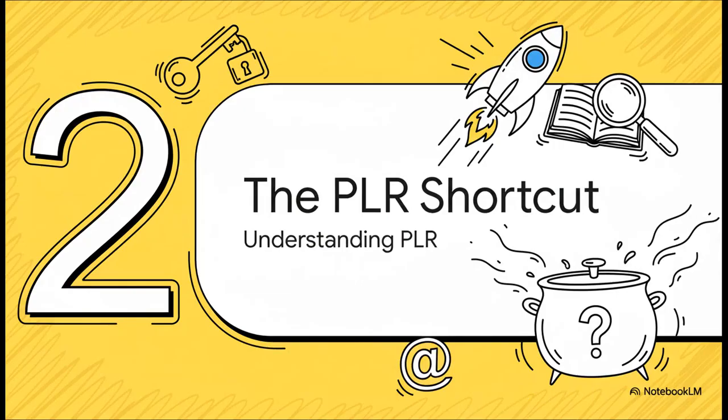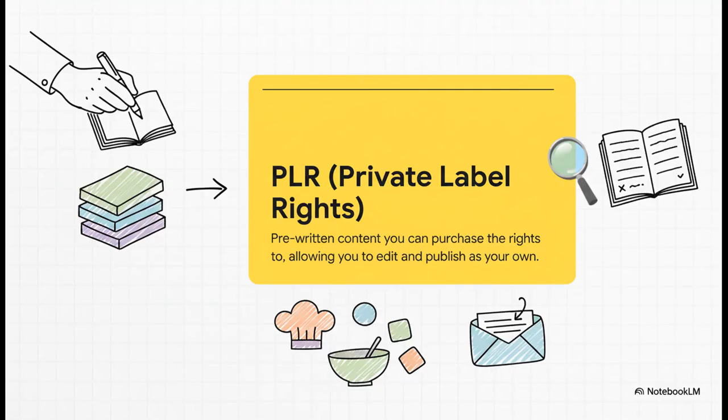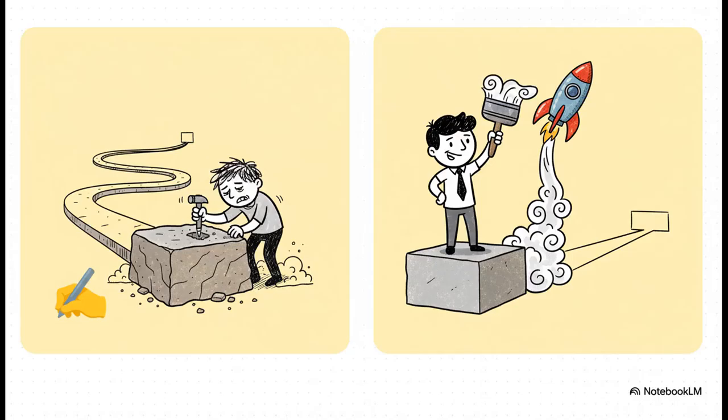So, if the goal is to create all this amazing premium content, where does it come from? Well, this brings us to the secret ingredient for making this model work fast and efficiently, something called PLR. PLR stands for Private Label Rights, and it's basically like content for hire. You buy a license to articles or reports that are already written, and that license gives you the legal right to change them, put your own name on them, and publish them as if you wrote them yourself. Think of it like this: you're buying the raw ingredients from the store instead of having to grow all your own vegetables from scratch.